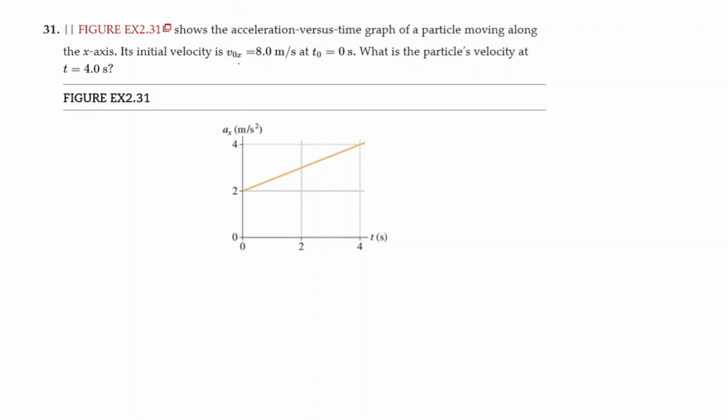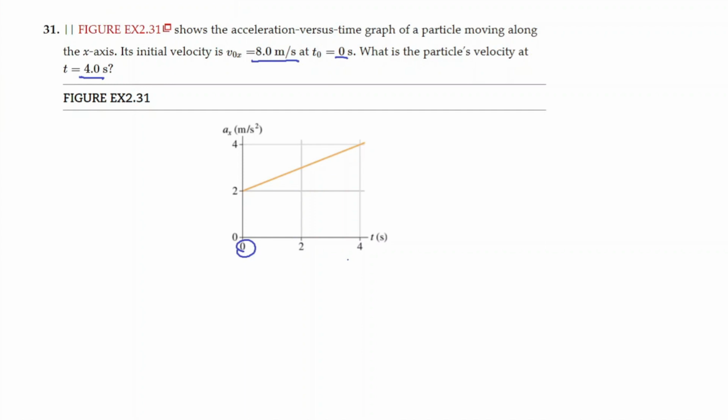Alright, so let's take a look at number 31. This figure shows the acceleration versus time graph of a particle moving along the x-axis. Its initial velocity is 8 meters per second at t equals 0. What is the particle's velocity at 4 seconds?